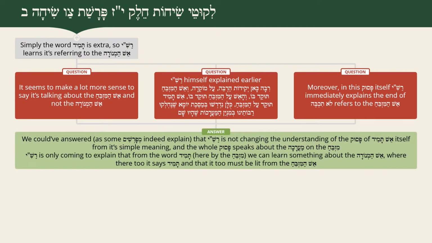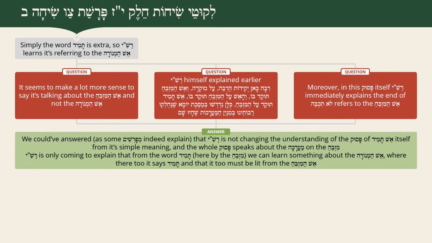Now, in order to answer all three of these questions, we could have answered, as some Mefarshim indeed explain, that Rashi is not changing the understanding of the pasuk of Eish Tamid itself, our pasuk, from its simple meaning. And the whole pasuk indeed speaks about the Maracha, the fire on the Mizbeach. And so that answers our first question, because Rashi is not changing the meaning of the pasuk. And it also answers the other two questions, because our pasuk is indeed speaking about the fire on the Mizbeach. So what's Rashi saying over here?